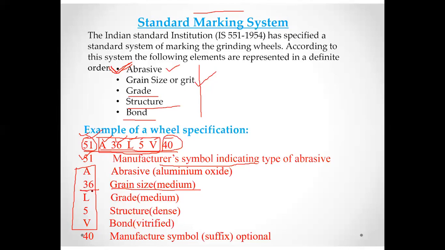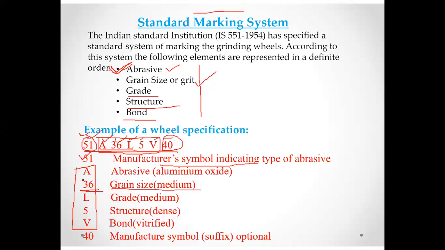As this number is increasing, the size of the grains is decreasing. Whatever number is there, it is inversely proportional to the size of the abrasive particles. If the number is smaller, the size of the grain is bigger. If the number is bigger, for example, instead of 36, if the number is 60, your grain size is very fine, very small.